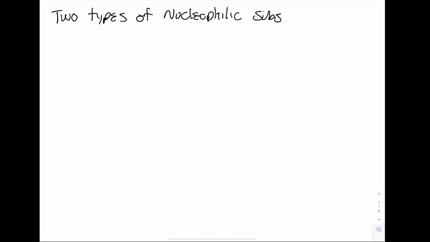In this video, we're going to start looking at the mechanism for nucleophilic substitution reactions. We're going to have two different types of mechanisms, and we're going to differentiate between the two based on kinetics. So two types of nucleophilic substitution. I'm going to write reactions, but specifically it's the mechanism, how we're going to substitute. So two different ways we can substitute using a nucleophile, and as I said, it's going to be based on kinetics.